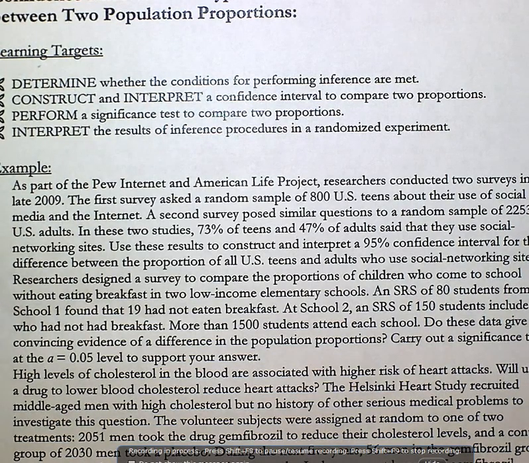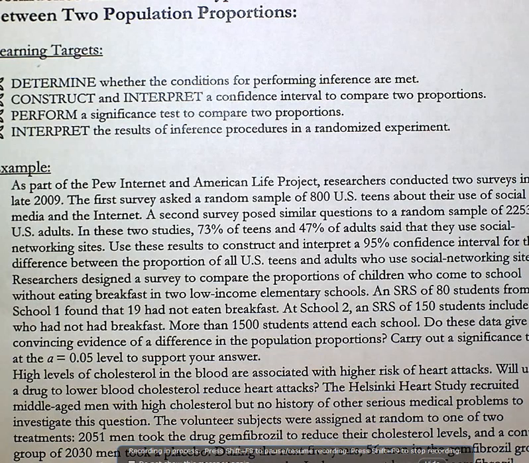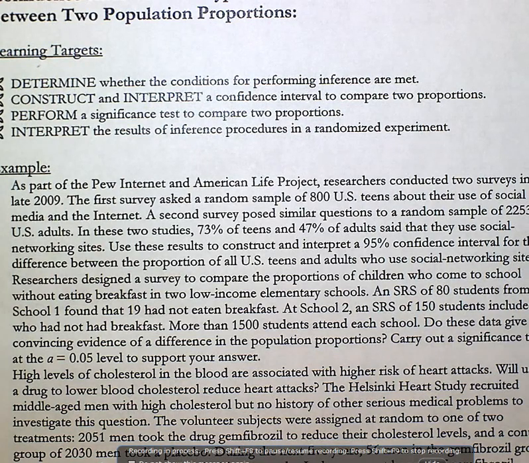Researchers designed a survey to compare the proportions of children who come to school without eating breakfast in two low-income elementary schools. An SRS of 80 students from School 1 found that 19 had not eaten breakfast. At School 2, an SRS of 150 students included 26 who had not had breakfast. More than 1,500 students attend each school. Do these data give convincing evidence of a difference in the population proportions? Carry out a test at the level of significance equal to 0.05 to support your answer.